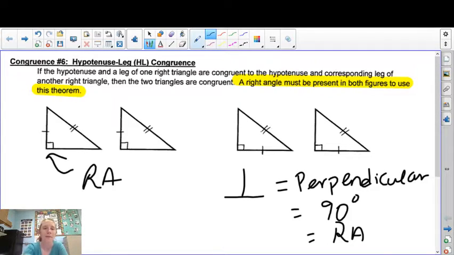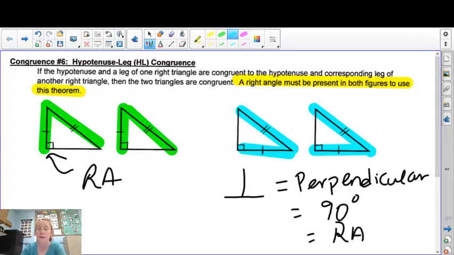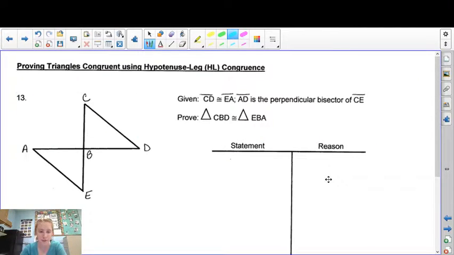Now, something else to point out. We just need one leg. So in this first picture, we have the first leg and the hypotenuse. In the second picture, we have this other leg and the hypotenuse. So I need to make sure that they are consistent. For example, I would say this green one is to the left of the right angle. The blue one's to the right. Okay, so we are going to do a proof to show that these guys are congruent.